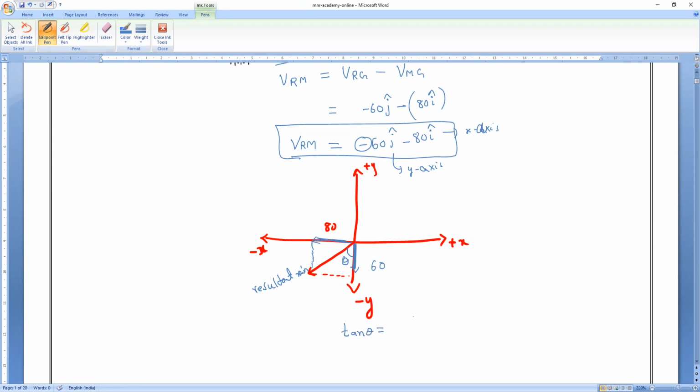Tan theta is equal to, if you apply the right angle triangle, this is 60 and this is 80. Tan theta is opposite by adjacent. So 80 by 60, which is equal to 4 by 3. Is it right or wrong?